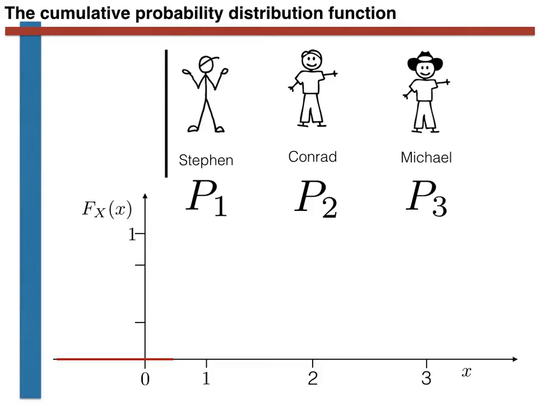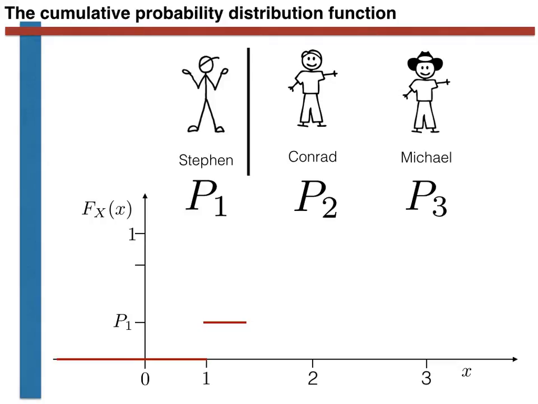When we get to capital X equals 1, there is then a discontinuous change in the cumulative probability. For x equals 1, Stephen is a member of the subset that we pick that have an x less than or equal to 1.